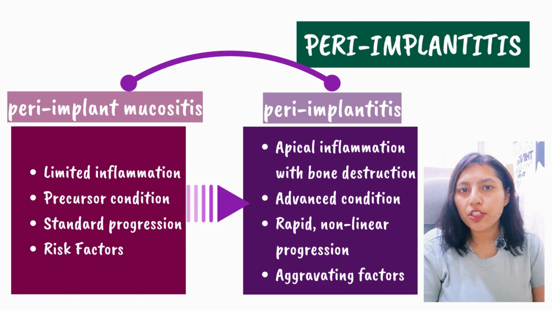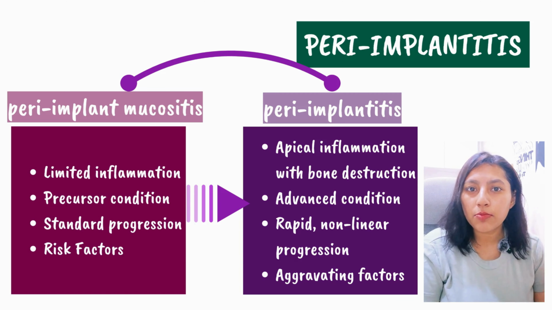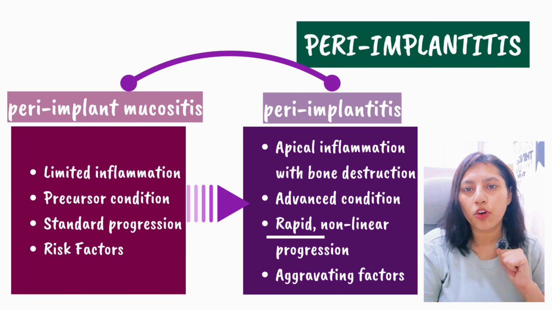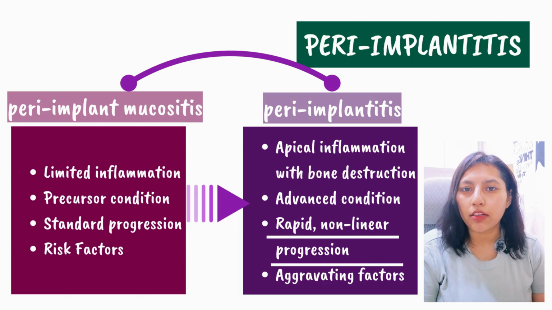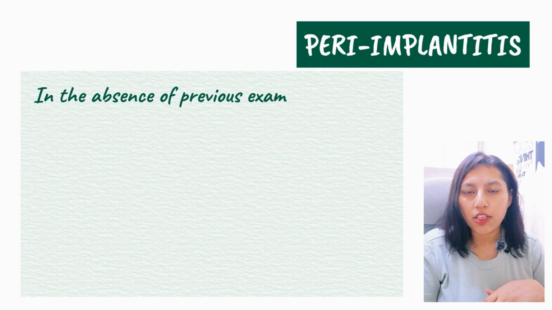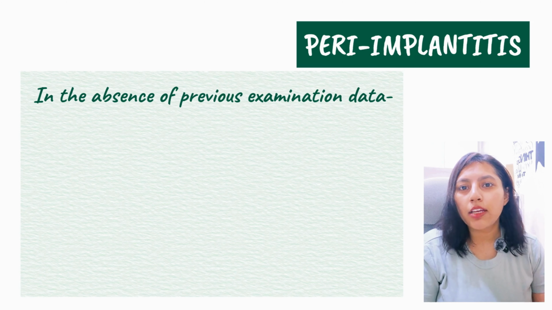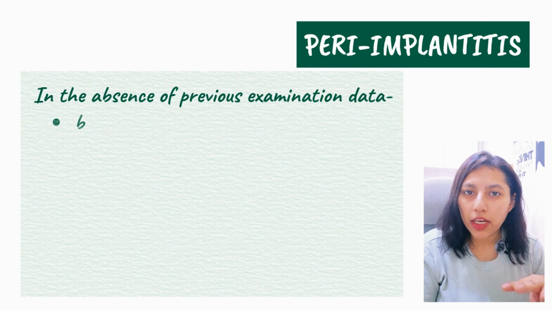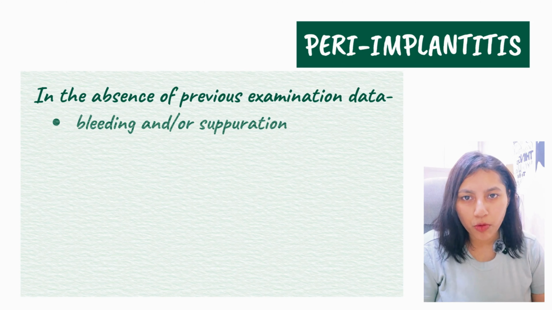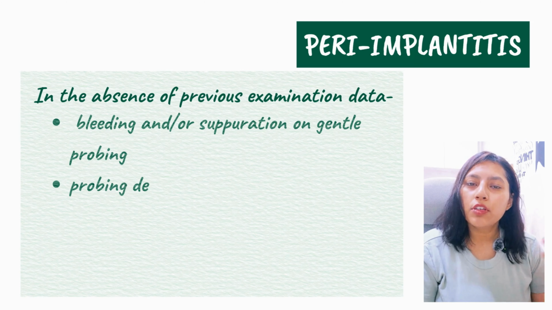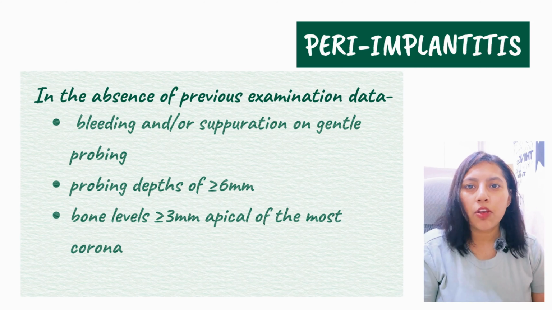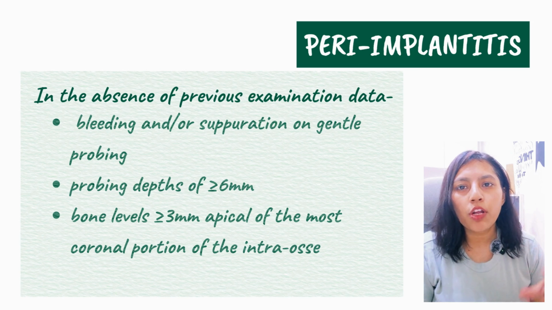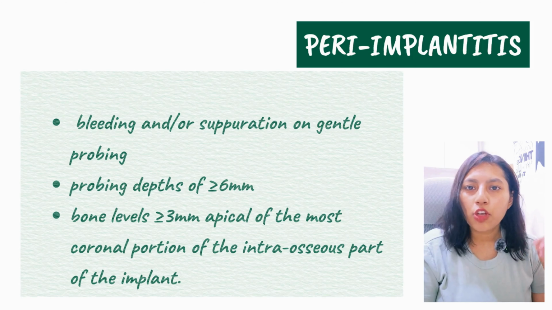Another important observation is that peri-implantitis may progress faster than periodontitis, often following a non-linear accelerating pattern. And if previous records are unavailable, peri-implantitis can be diagnosed with bleeding and/or suppuration on probing, probing depths of 6 mm or more, and bone loss 3 mm or more apical to the coronal part of the implant.